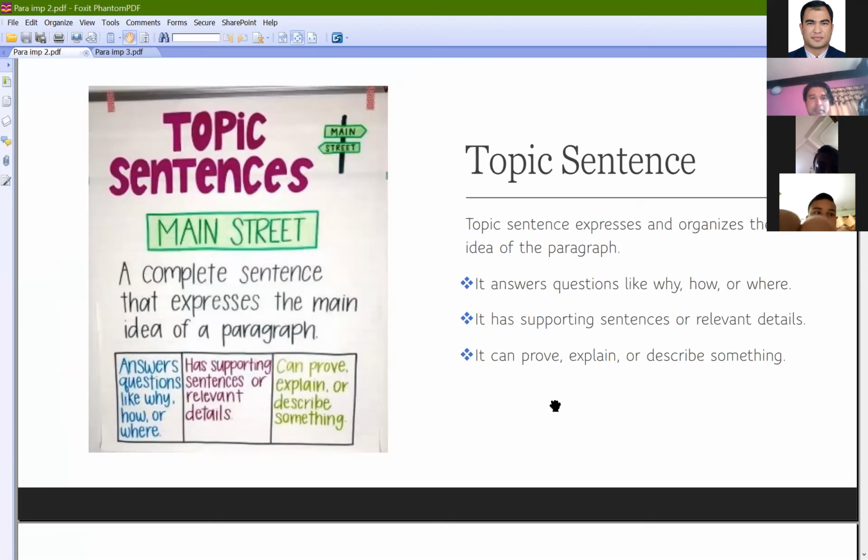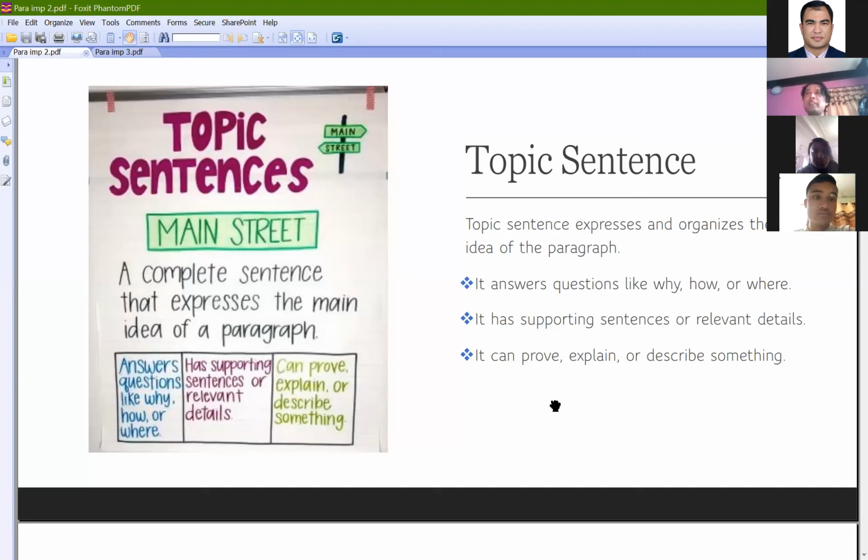Now, what's a topic sentence after all? A complete sentence that expresses the main idea of a paragraph. What is your central idea that dominates the paragraph is your topic sentence. And what you can do, you can question like why, how, or where. Why do I love my father very much? Why?